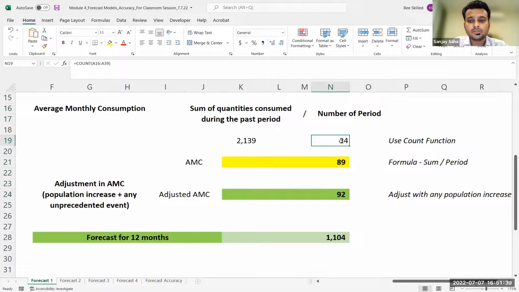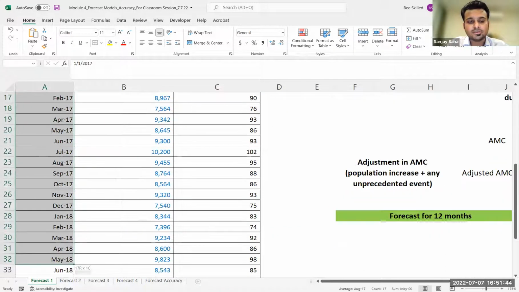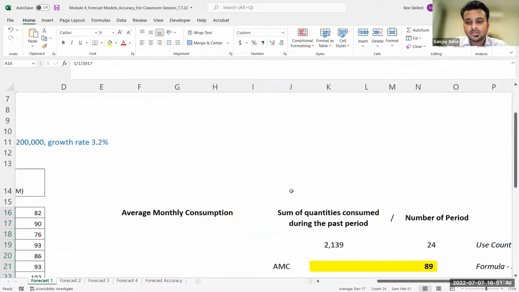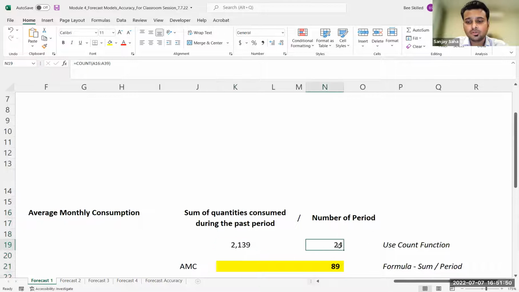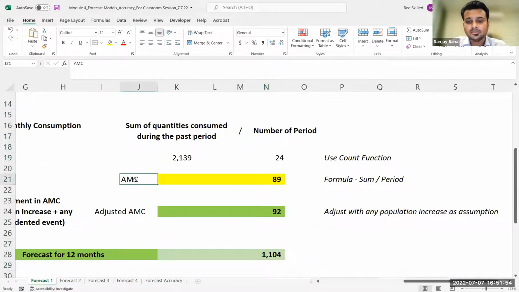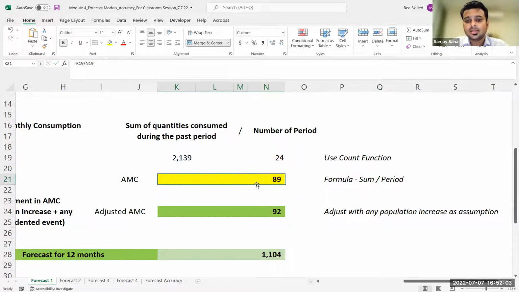We divide this by 24. 24 is the period from January 2017 to December 2018. It's 24 months. So if we divide 2139 by 24, we get average monthly consumption, which is 89 in this case. If I just show you the formula, dividing 2139 by 24. Now, this is the AMC for those 24 months.